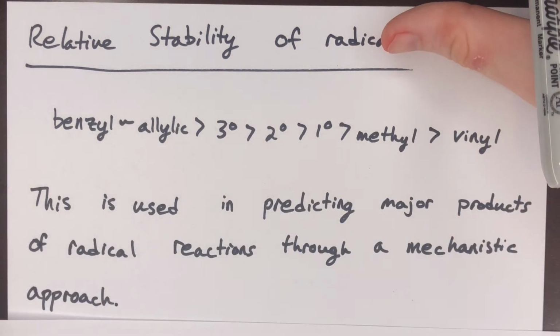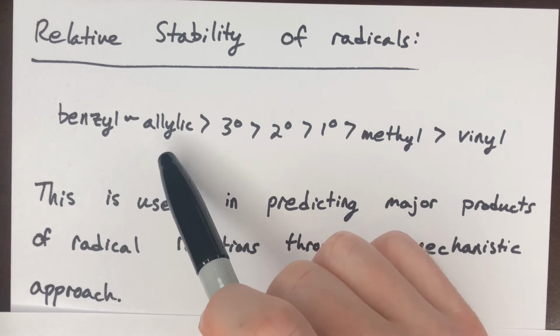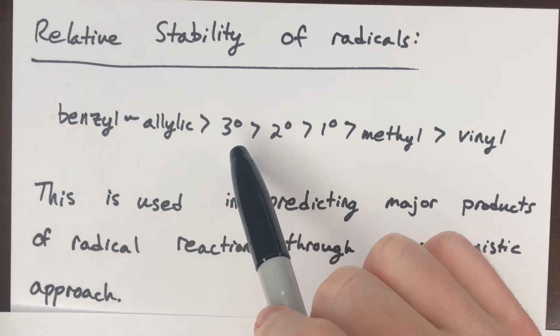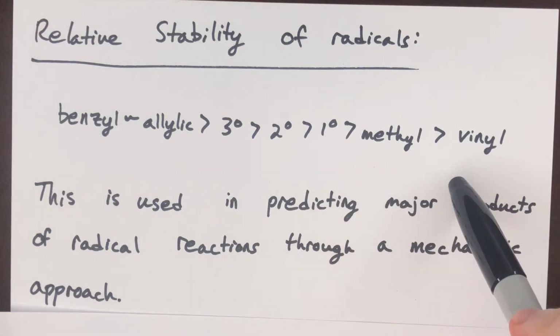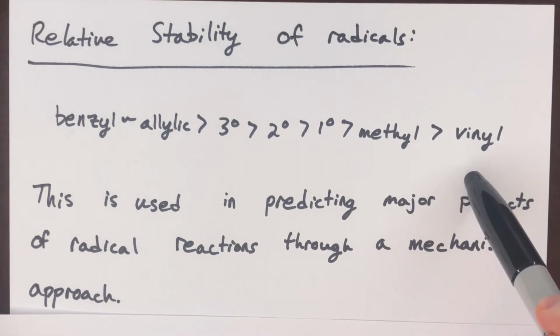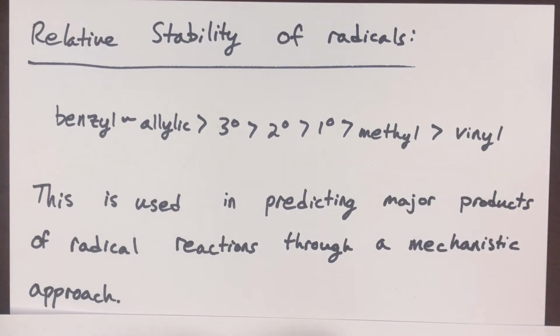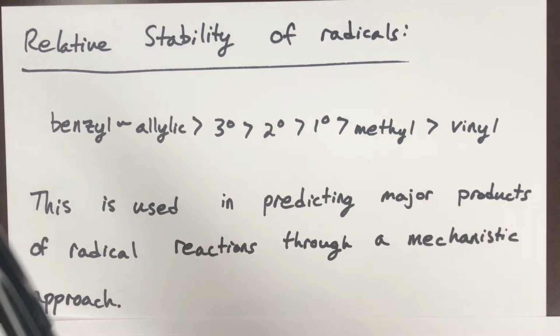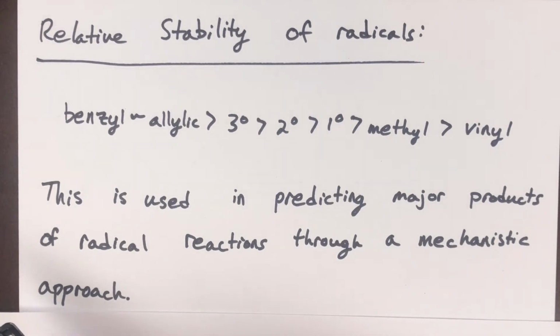So here we have our list. Benzyl is about the same as allylic. This is greater than tertiary, which is greater than secondary, and greater than primary, which is greater than methyl, and lastly, vinyl. So this is basically the exact same that we see in carbocation stability, with small differences in the benzyl and allylic positions, but the general trend is the more substituted the radical, the more stable that radical is.